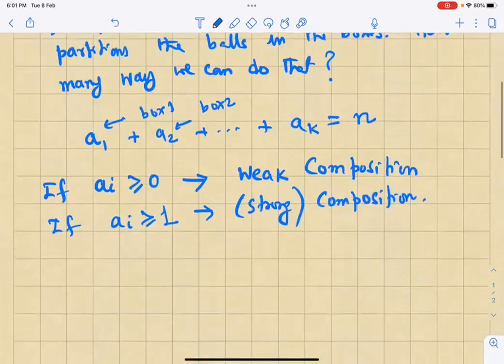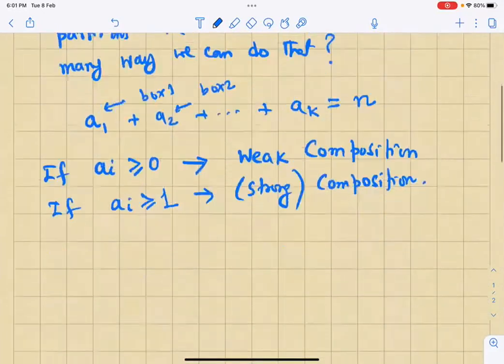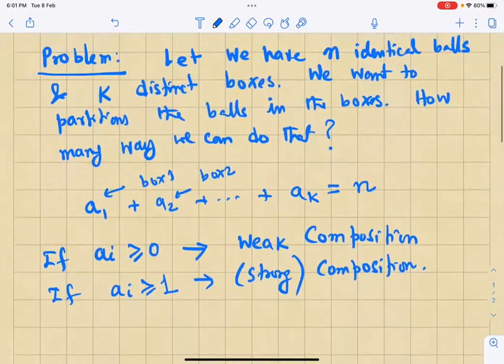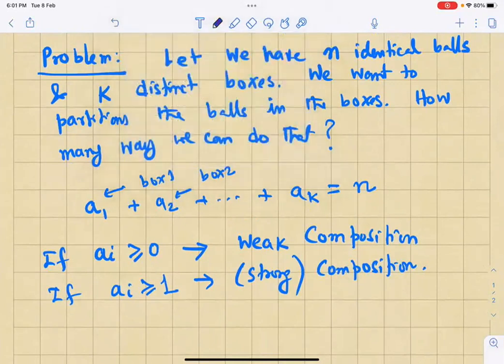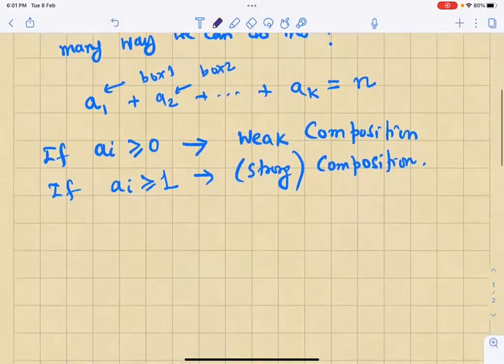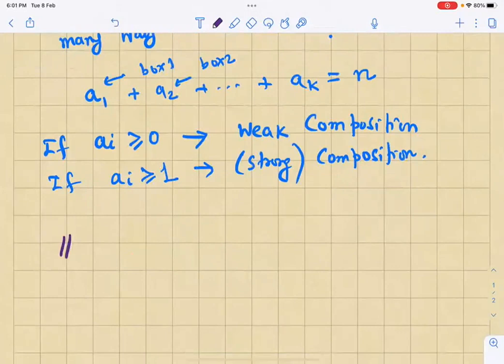Okay, so the first question is, is this color properly visible? Are you feeling comfortable? I can change the color. Yes, sir. Okay.